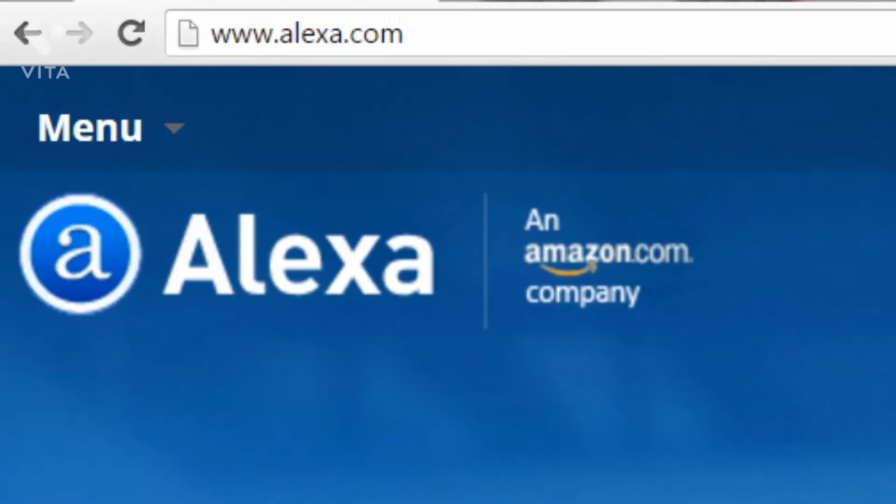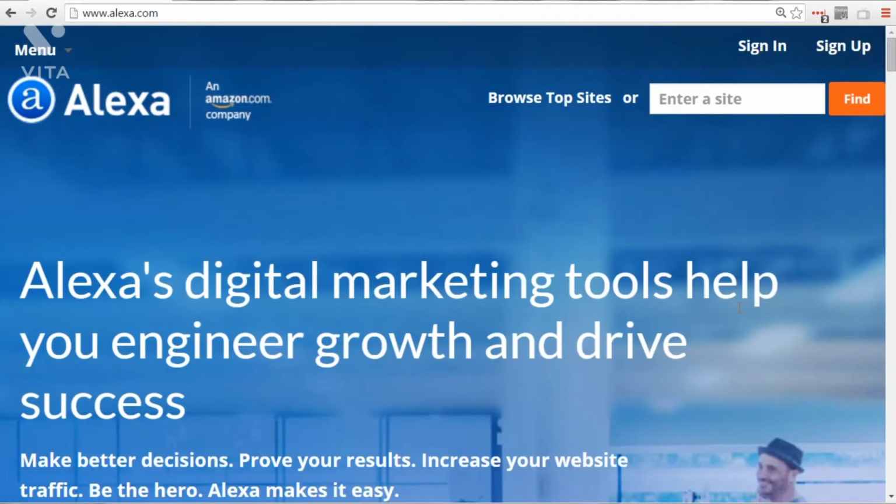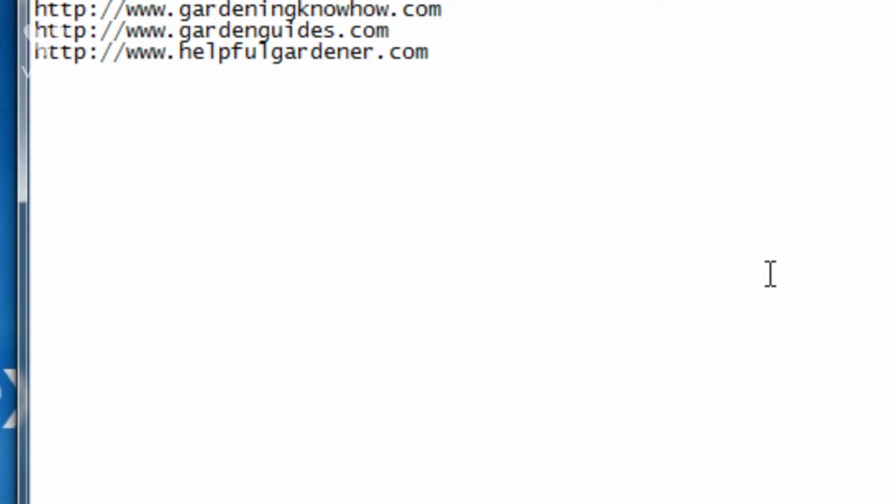That is Alexa.com. If you go to the site, you will notice that they have a free version which is limited, and they have a paid version which gives you all the data that you need. But for this case, you really don't need the paid tool. You can utilize the free version itself. So let's go ahead and plop the websites that we found in the previous video into Alexa.com.